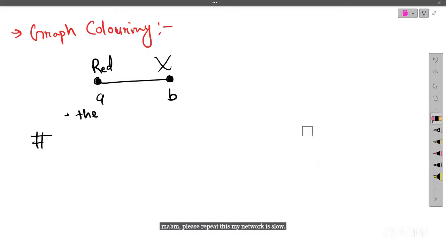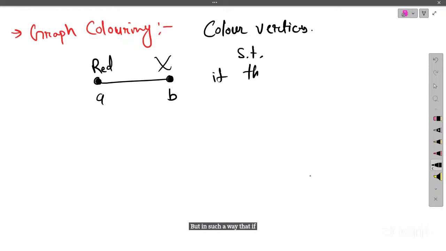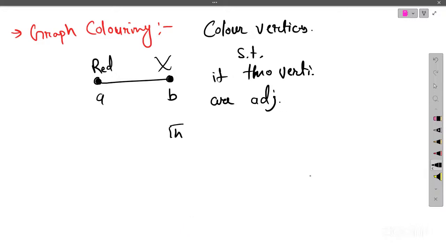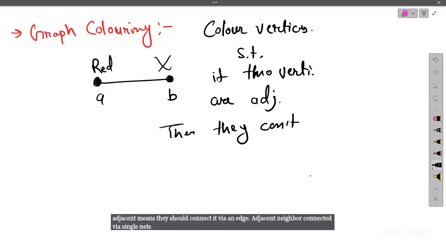Sure. So what is graph coloring? Graph coloring means we have to color vertices, right? We have to associate a color to each of the vertices, but in such a way that if two vertices are adjacent, then they cannot take the same color. And what does adjacent mean? Adjacent means they are connected by an edge. For example, A and B are adjacent to each other.